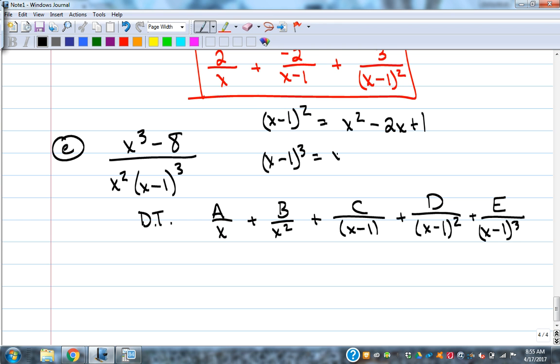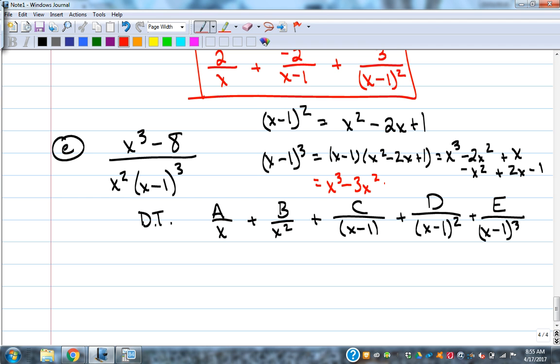Be multiplying this times x minus 1, which would be x cubed minus 2x squared plus x, and then negative x squared positive 2x negative 1. So x minus 1 cubed is actually x cubed minus 3x squared plus 3x minus 1. That's what that is. We need to know that because when we go to multiply this stuff out.